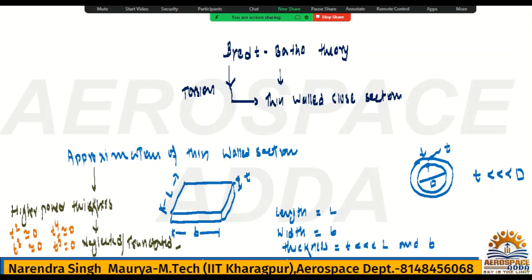So anywhere you are getting T to the power 2, T to the power 3, or T to the power 4, that value you can consider as 0. I mean, suppose that section gives you the formula b d cubed by 12, that part will be 0. Hope you understood this.